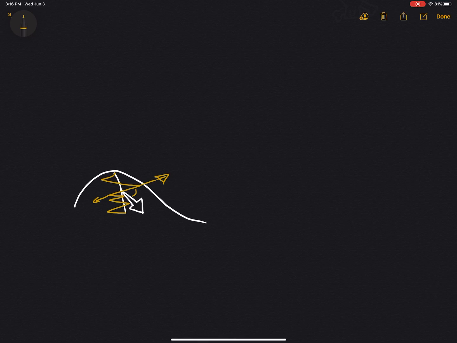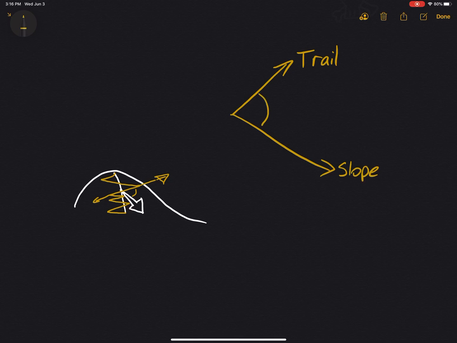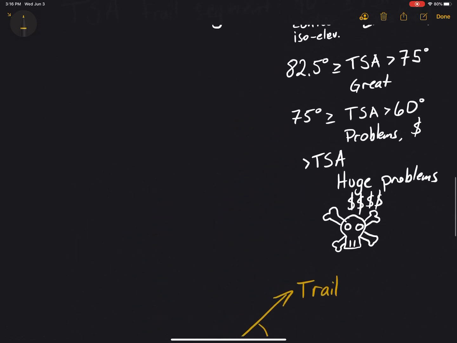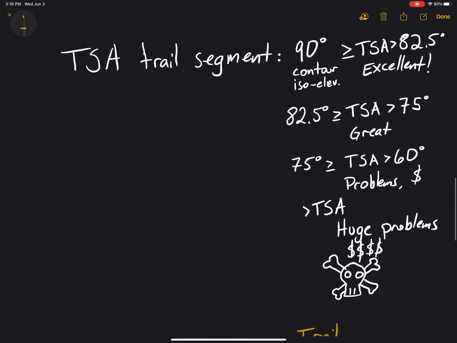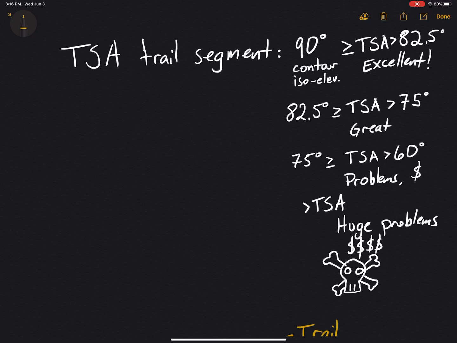This is the basic idea of trail and hill slope, or landform, the angle between them, or TSA. And now you know how to design a trail. This is the new hotness. This is old and busted.